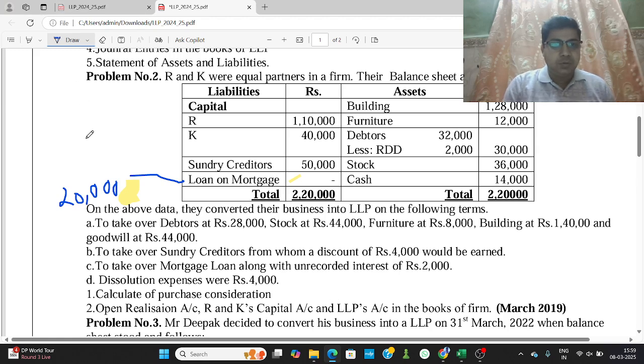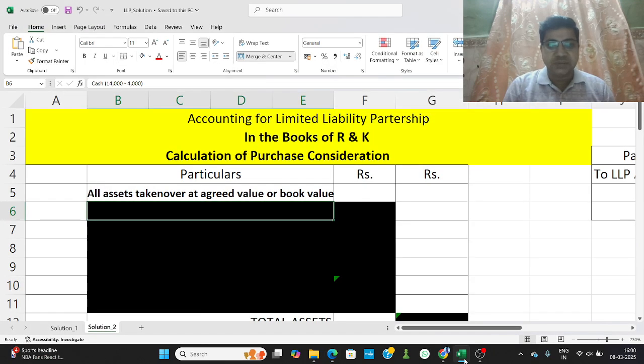Now, in this particular problem, again we have to calculate the purchase consideration. There are a total of two partners, R and K, equal partners in the firm. It means the profit sharing ratio is equal, and they converted this partnership firm into an LLP. They take over the debtors at rupees 28,000, stock 44,000, furniture 8,000, building 1,40,000, and goodwill 44,000. These are the assets they take over at agreed value, and the creditors also at a discount. So let us discuss how to prepare the purchase consideration.